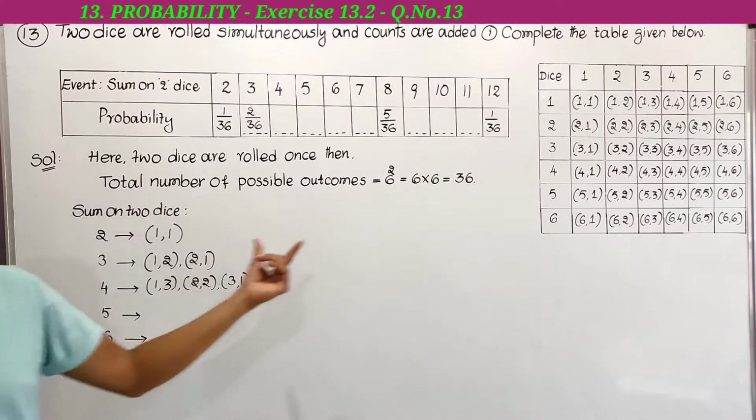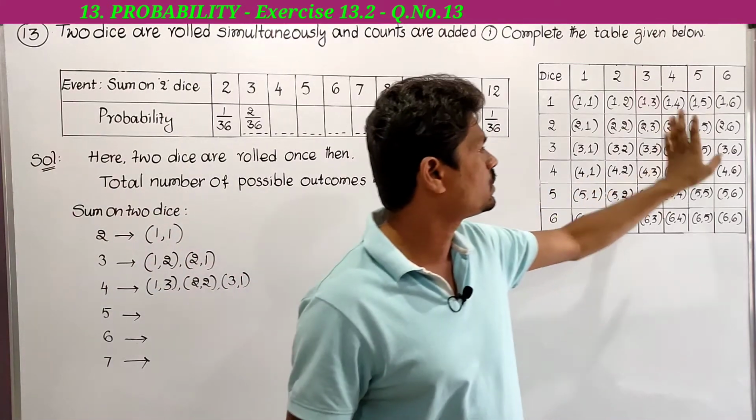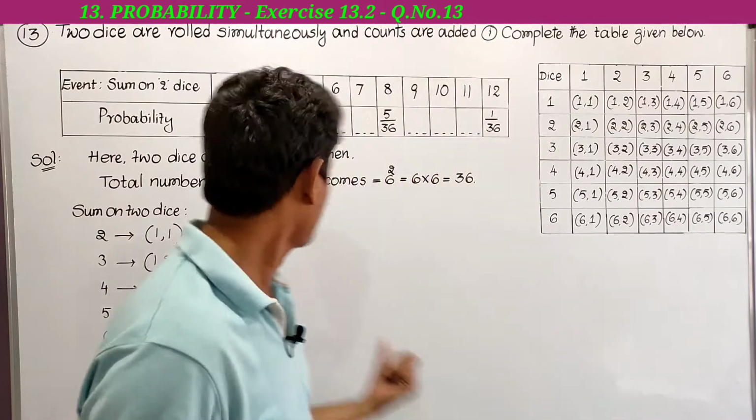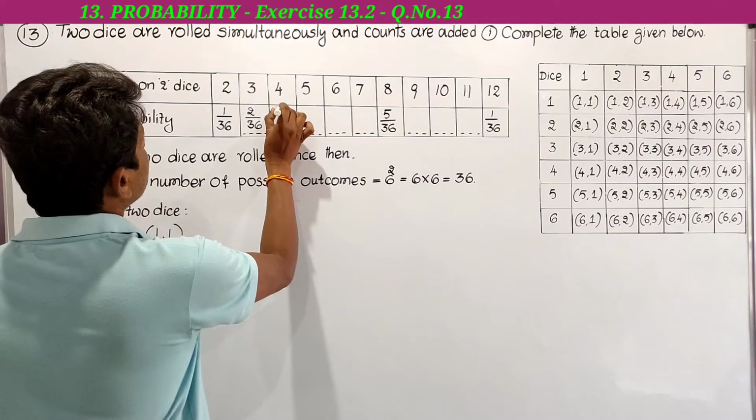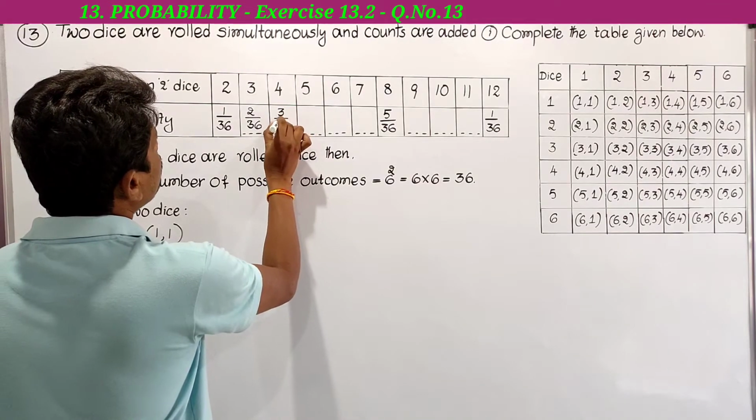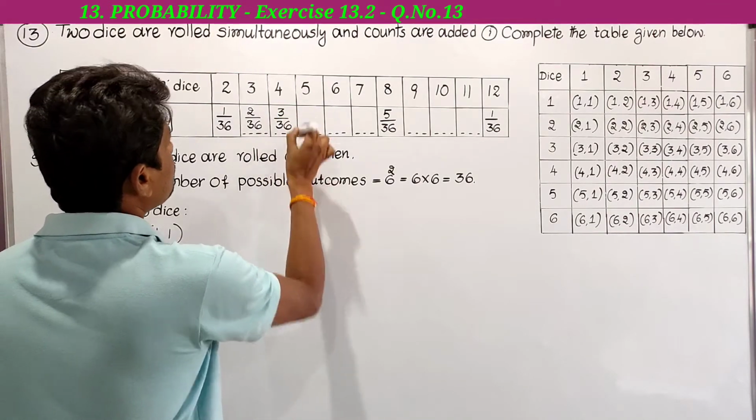So there are no other possibilities that give 4 when added. So the favorable outcomes are 3. Probability is favorable outcomes divided by total number of possible outcomes. It is 3 by 36.